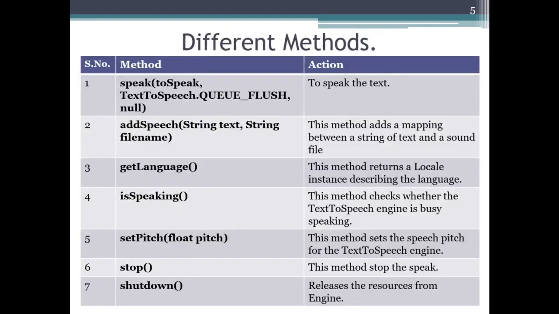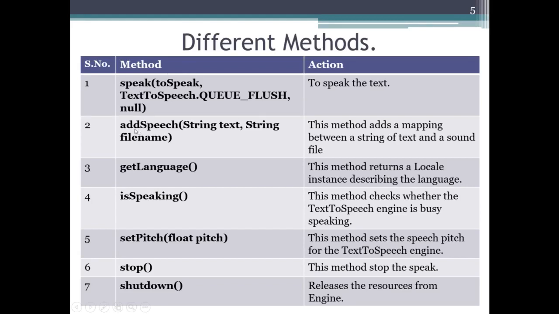Let us see some of the methods which are available in the text to speech class. First and foremost is speak. For speak we need the text which is required to be converted, and there is queue flush. That means whatever text you are going to convert is there in a memory queue. Once it is flushed out till null, the conversion will happen. That's the first method, the speak method.